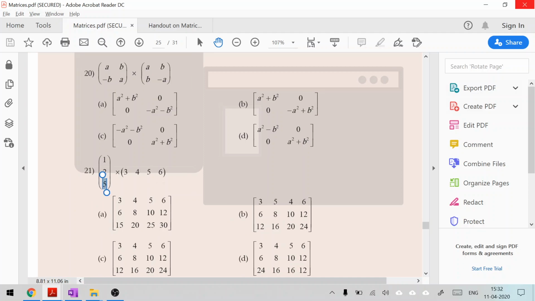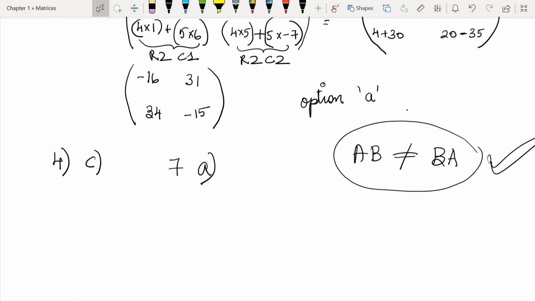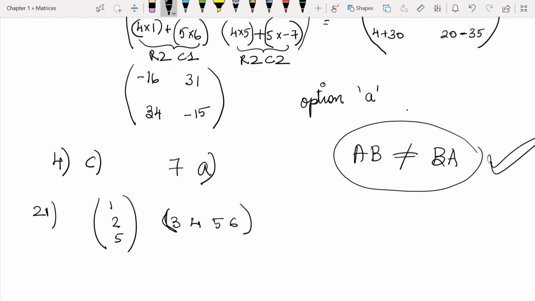Let's see what happens. Let's look at the numbers 1, 2, 5, 3, 4, 5, 6. Question number 21. 1, 2, 5, 3, 4. Sorry, let me write it with some space, else it will look like 34. 3, 4, 5 and 6. So let's write the order here. How many rows? Just one row. How many columns? 4 columns. Here how many rows? 3 rows. How many columns? Just one column.